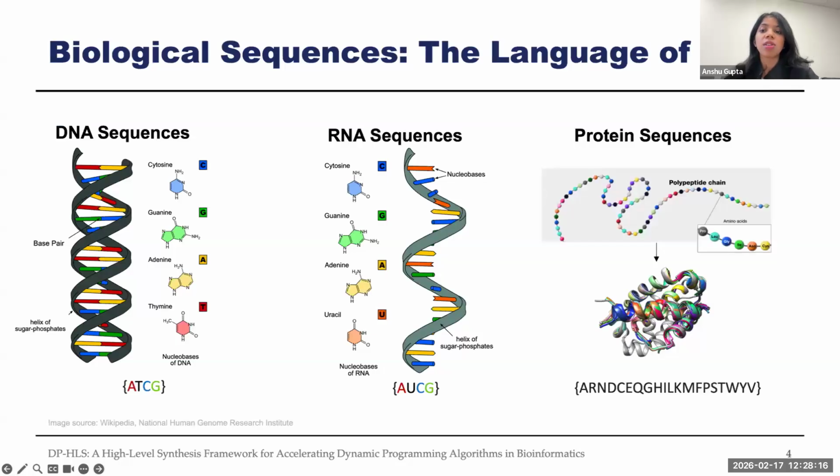So DNA, RNA, and protein sequences are core biological molecules for life. They contain a series of 4 nucleotide bases in case of DNA, that is AGCT, in case of RNA, that is AGCU, or 20 different amino acids in case of proteins. And these are represented as a linear sequence of symbols. What's important is that the order of these symbols encodes biological information, which eventually determines the functionality of the organism.